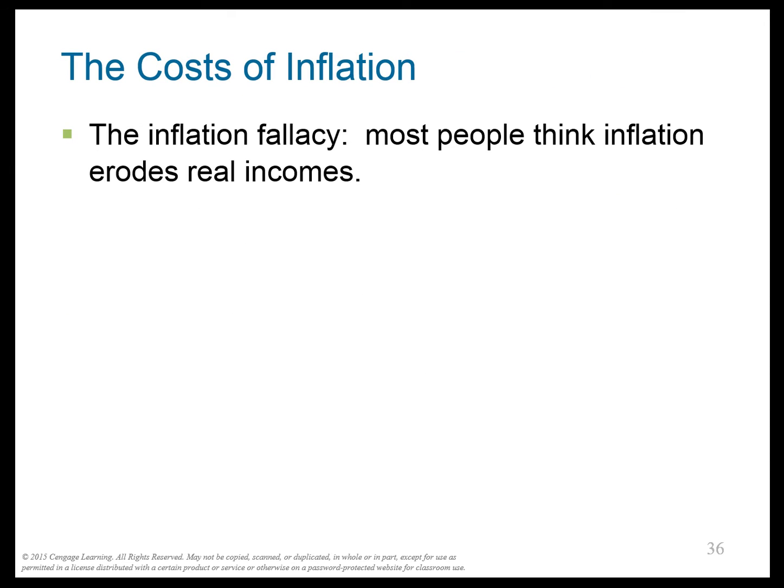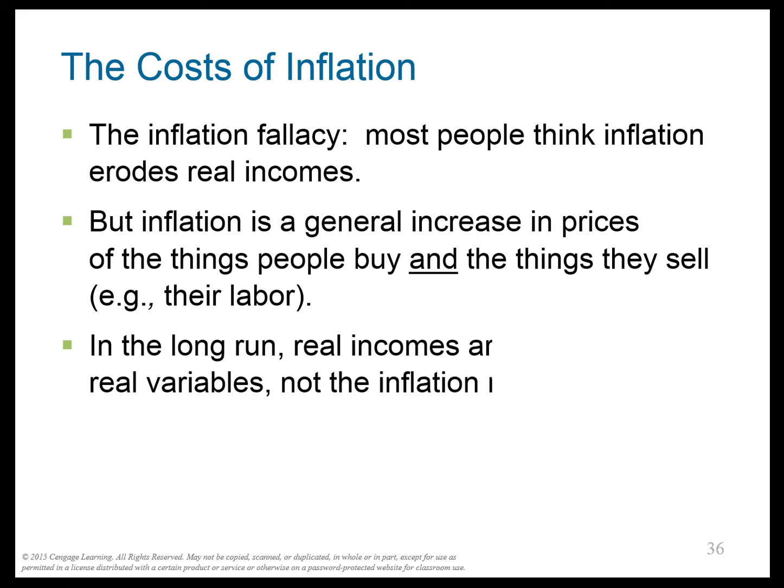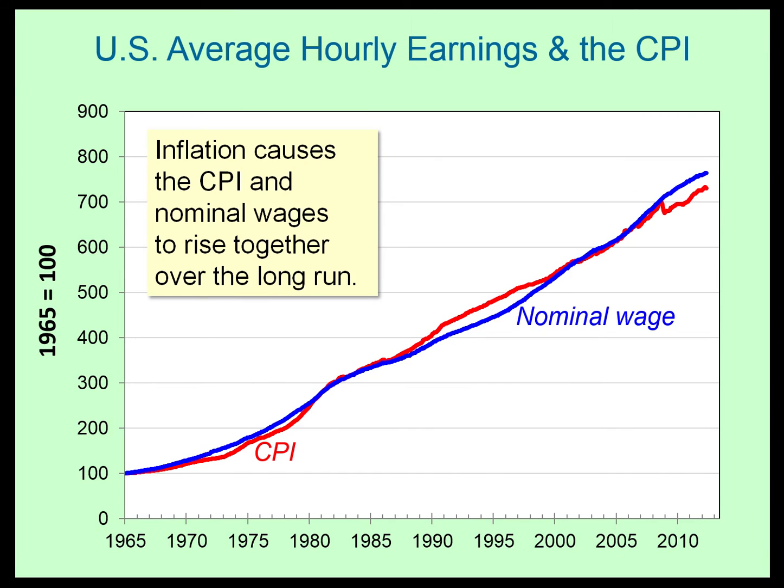Let's look at some other costs of inflation. But first, let's say what inflation doesn't do. Most people think that inflation takes away your real income, meaning your ability to buy stuff. But it doesn't actually, because yes, prices go up, but the price of your labor also goes up. So real incomes are determined by real variables and not the inflation rate. You see in this graph, the cost of goods, the CPI, and the nominal wage, what people get paid, are both going up at the same rate.